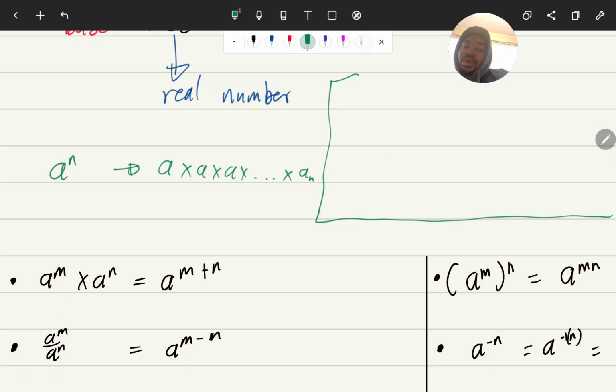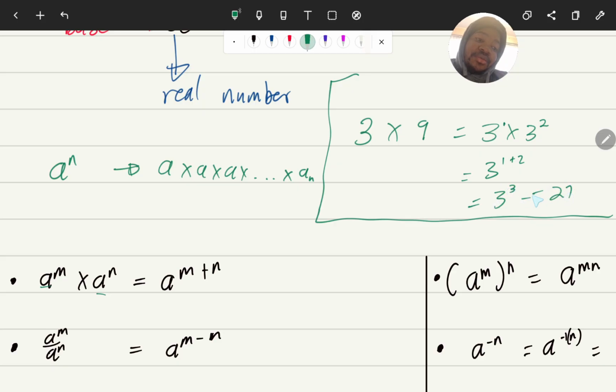So yeah, we have this one that says when you multiply the same bases, you're going to add their exponents, right? So you have a being the same as a, right? And we're multiplying these two bases a, therefore we add their exponents, right? So now we have 3 multiplied by 9, which is the same as 3 multiplied by 3 to the power of 2, which is, this is 3 to the power of 1 plus 2, which is 3 to the power of 3, which is 27.